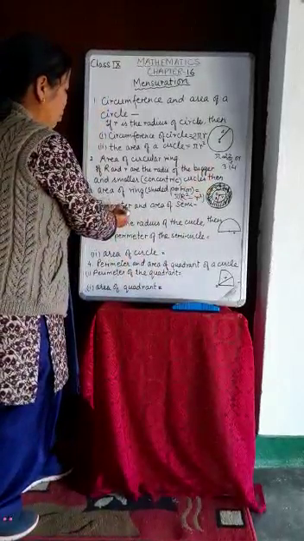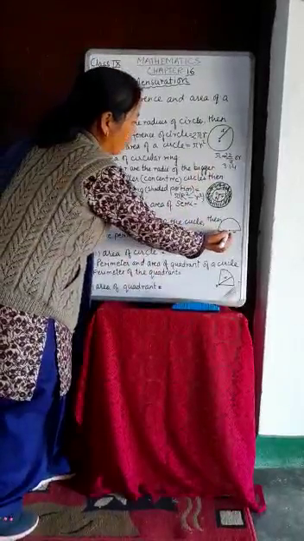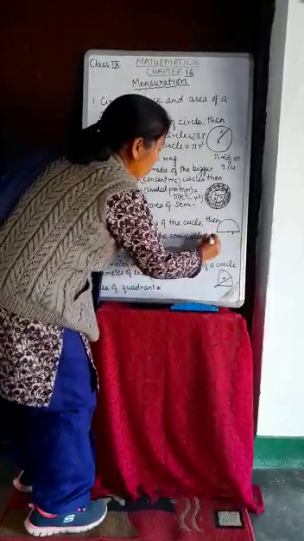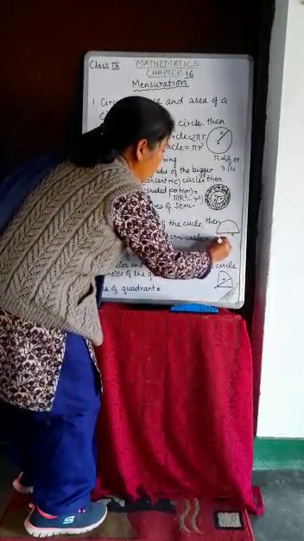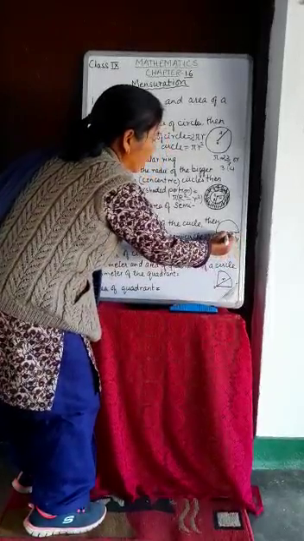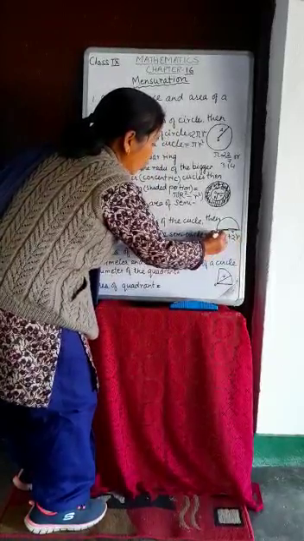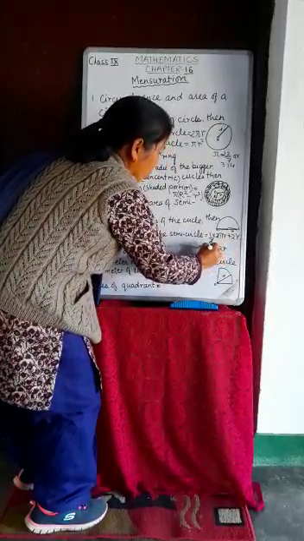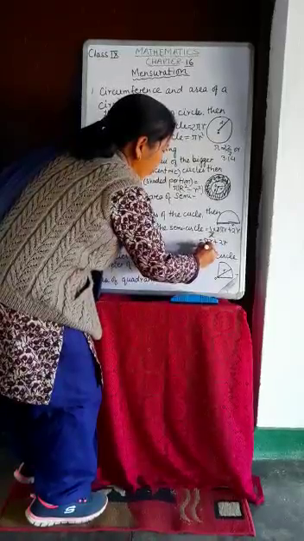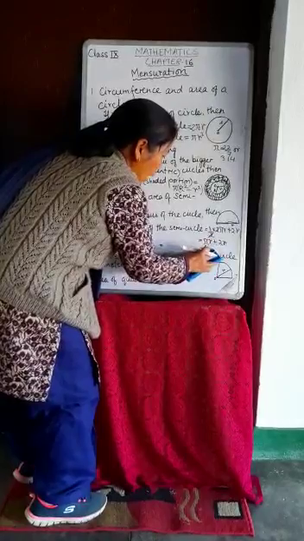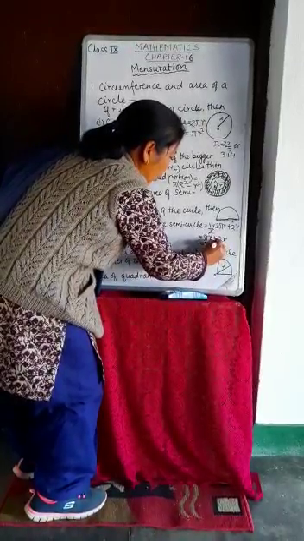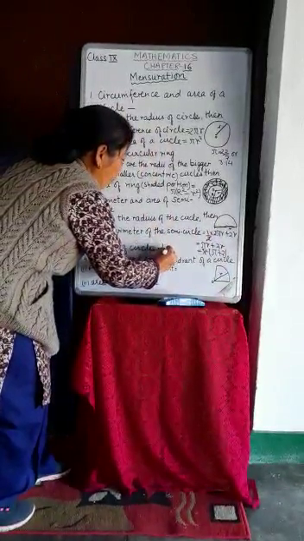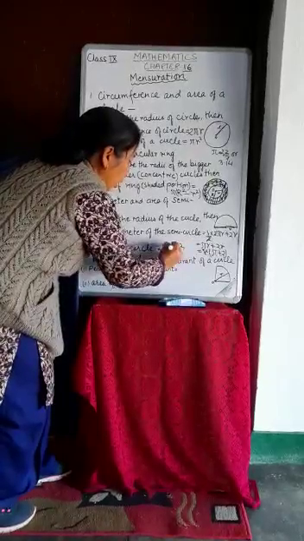Now the third one is perimeter and area of semicircle. Semicircle means half circle. So if the radius is R, then the perimeter of the semicircle is half the circumference of the full circle plus 2r. 2r means this r and this r will be included. So if these two are cancelled, then pi r plus 2r. If you take r common, then r times pi plus 2. This is the circumference or the perimeter of the semicircle. And the area of the semicircle is half the area of the full circle, that is pi r square, so half pi r square.